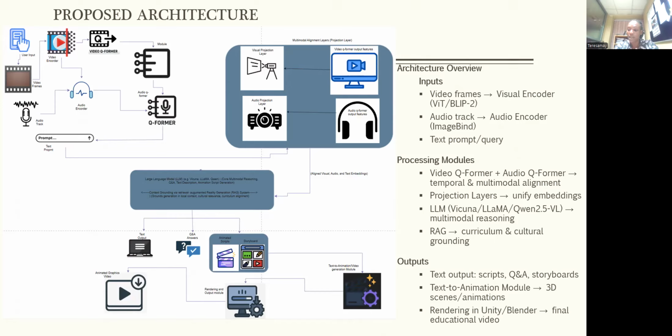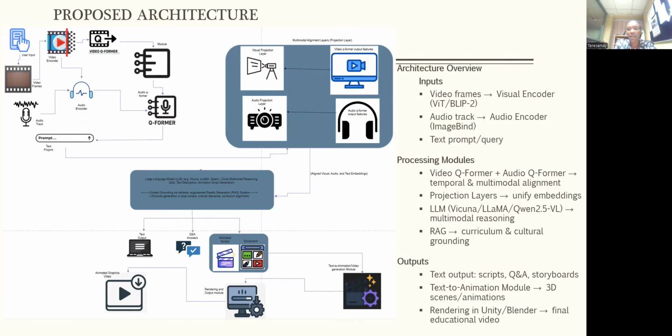So that during processing, we then synchronize the streams. These streams could be text, audio, or video. When synchronizing them, we use two Q-formers, one for the videos and one for the audios. These modules align temporal and multimodal features so that the model understands how the visuals, the sounds, and also the text connect across time.